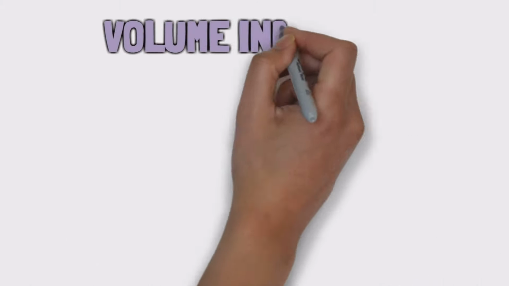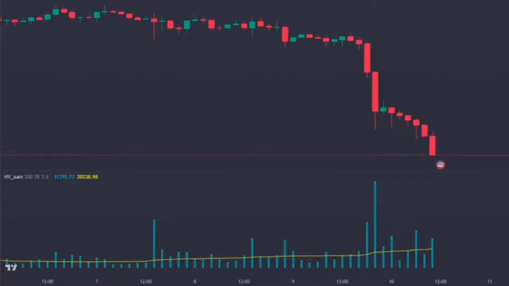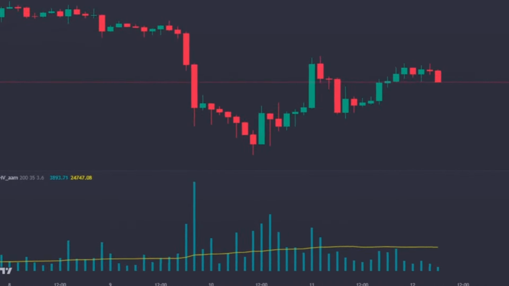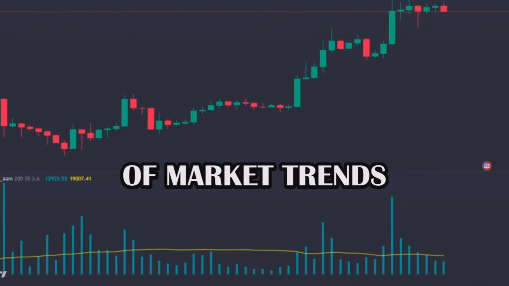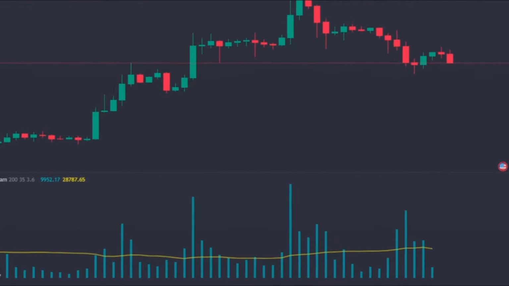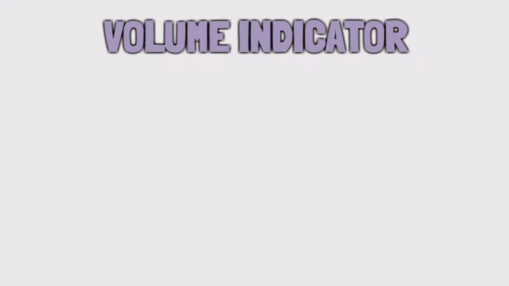Let's now talk about the volume indicator. A volume indicator is an indicator that has the simple purpose of identifying the strength of market trends, and for this reason, confirming price movements. So, what are the qualities of a good volume indicator?